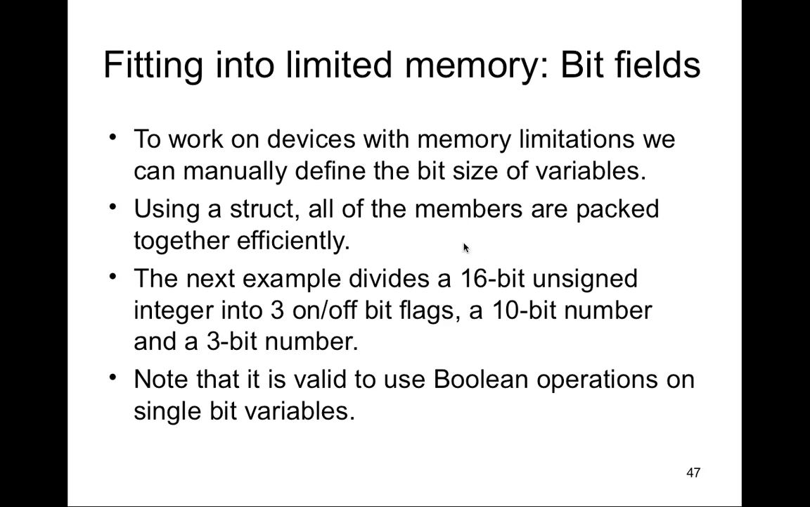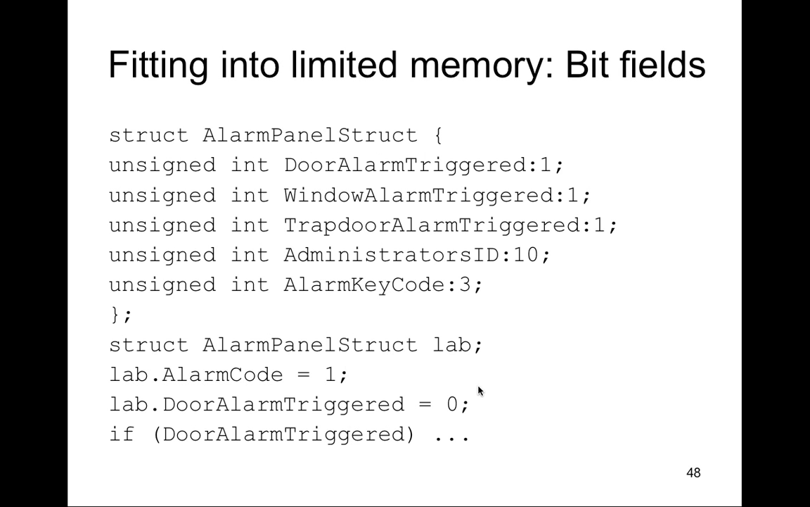So in terms of working on devices with memory limitations, we manually define the size of variables. So we can say, you know, a byte, and make it as small as possible. When using a structure, all of the members are packed together for efficiency. So it's sequentially spaced out in terms of the memory layout. Next example divides a 16-bit unsigned integer into 3 on and off bit flags and a 10-bit number and a 3-bit number. Note that it is a valid use of the Boolean operations on a single bit variable.